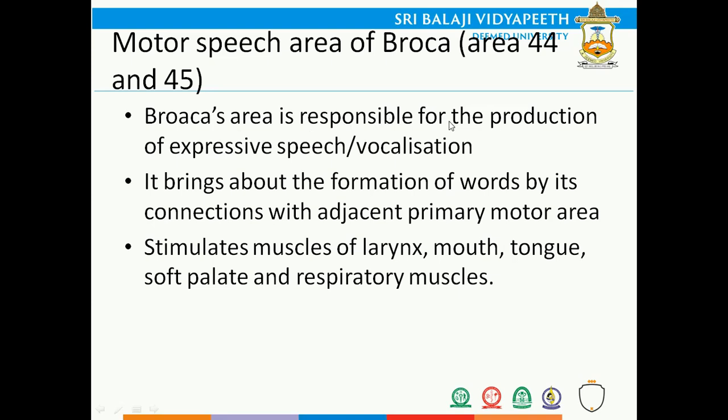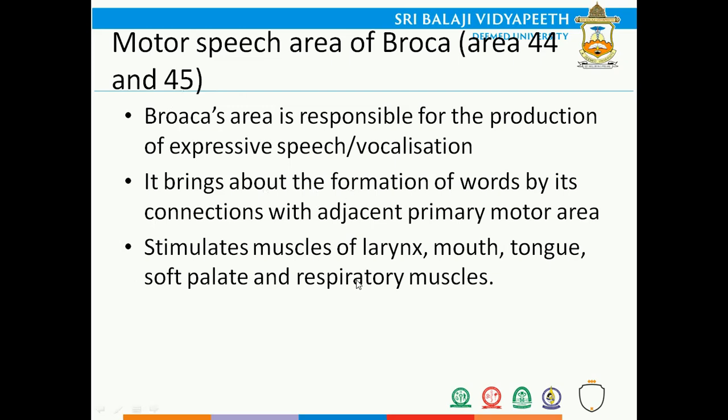Broca's area is responsible for the production of expressive speech vocalization. It brings about the formation of words by its connection with the adjacent primary cortex, stimulating the muscles of the larynx, mouth and tongue, and it also helps with the movement of the soft palate and respiratory muscles. A person is able to talk because of the movement of the tongue, the larynx, the laryngeal muscles and the respiratory muscles.